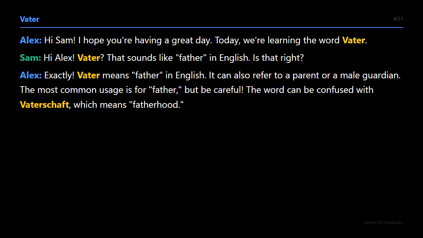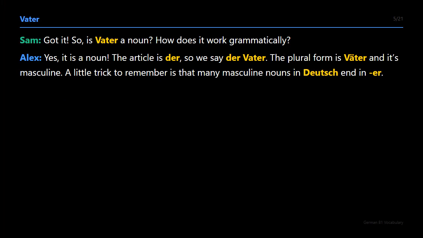Got it. So, is Vater a noun? How does it work grammatically? Yes, it is a noun. The article is der. So we say der Vater. The plural form is Väter. And it's masculine. A little trick to remember is that many masculine nouns in Deutsch end in -er. That's helpful.